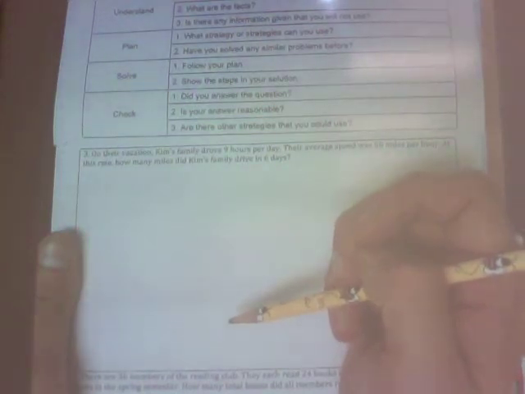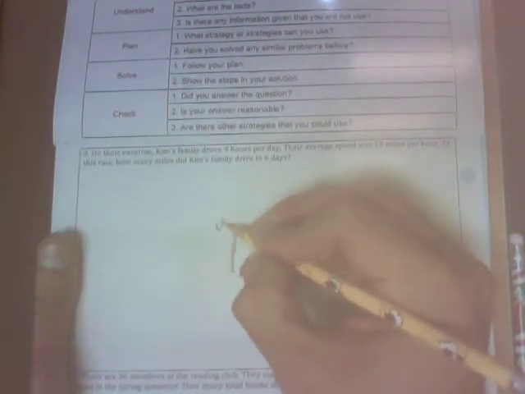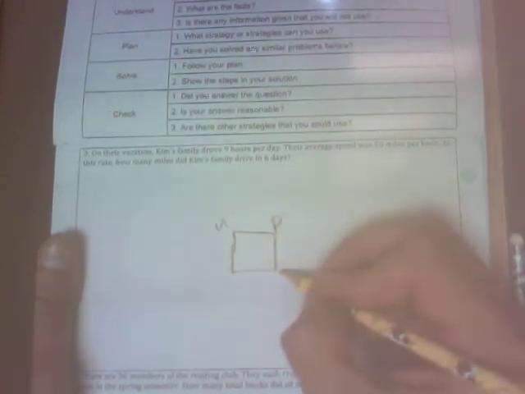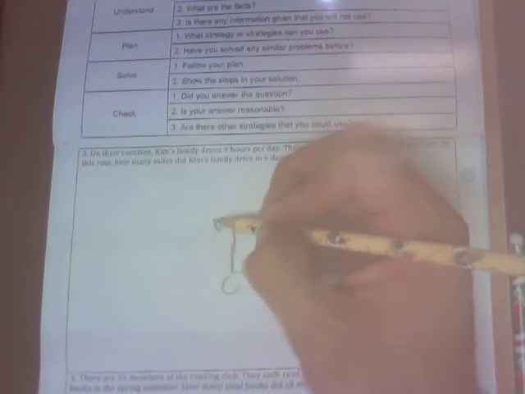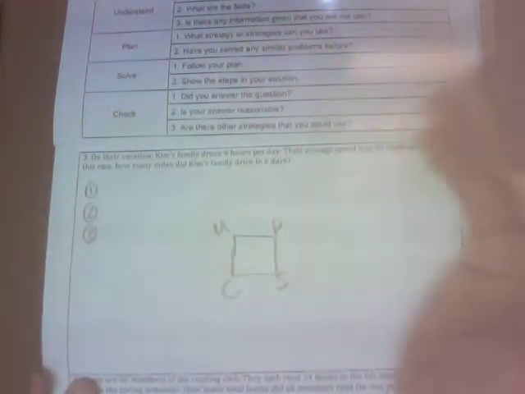All right. So let's start this off. Put our box in the middle. U, P, S, and C. I'm going to jump a step here. Understand, plan, solve, and check. Understand, there's 3 questions. 1, 2, 3. Question 1, what are you asked to find?